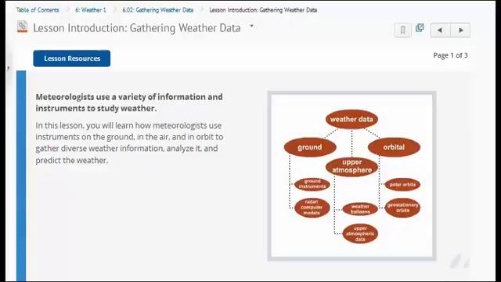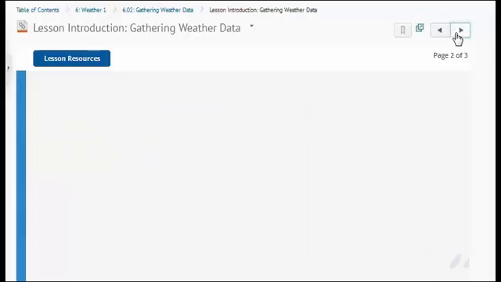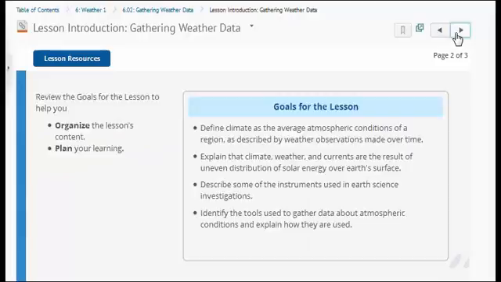Which is called Gathering Weather Data. In this lesson, we're going to learn about the different instruments that scientists use to measure the air and the different things that we measure in the air, not just temperature, but also moisture, wind, and more. So go ahead, please, and pause this recording in order to read the goals for the lesson, and then press play when you're ready.